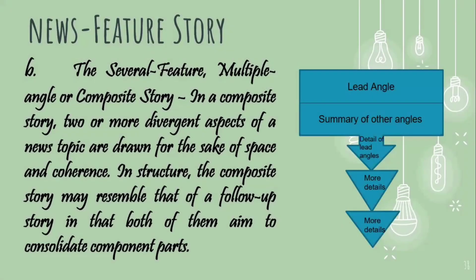The several feature, multi-angle or composite story. In a composite story, two or more divergent aspects of a news topic are drawn for the sake of space and coherence. In structure, the composite story may resemble that of a follow-up story in that both of them aim to consolidate component parts. However, they differ in the sense that the follow-up story ends in a tie-in with the past story, whereas the composite story is composed of units, each one made up of fresh spot news frequently with references to the future.